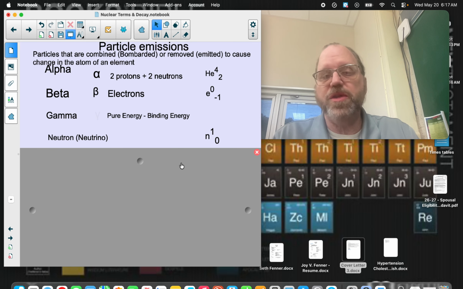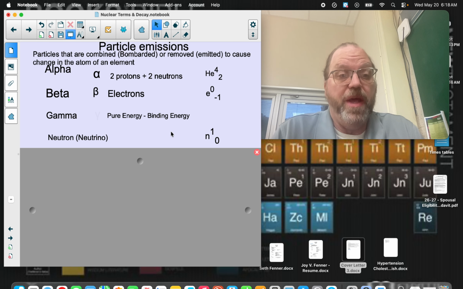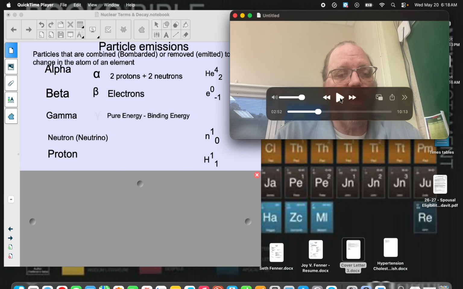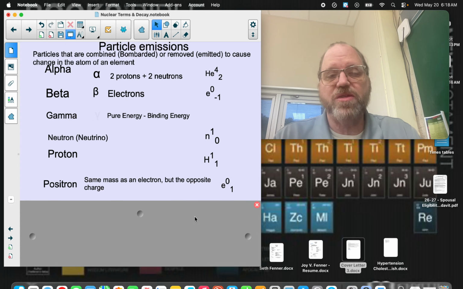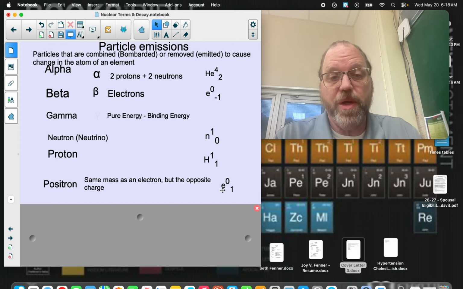Then we start getting into the new understanding. A neutron is N1 over 0. It's just a neutron. A proton, again, is just a proton. It's H1 over 1. Then we have something called a positron. It's the same mass as an electron, but the opposite charge. So instead of being E0 over -1 like a beta emission electron, it's E0 over +1.